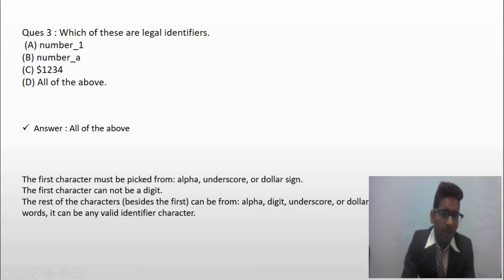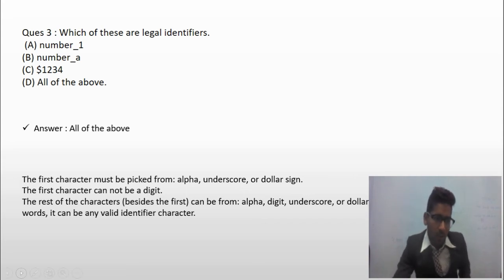So the first rule is the first character must be picked from alpha, underscore or dollar sign. And the second rule, the first character cannot be a digit. Remember, this is the thumb rule. The first character cannot be a digit because in some languages the first character can be a digit, but in Java it should not be a digit. And the third rule is the rest of the characters besides the first can be from alpha, digit, underscore or dollar sign. In other words, it can be any valid identifier character. But remember once more, the first character cannot be a digit.